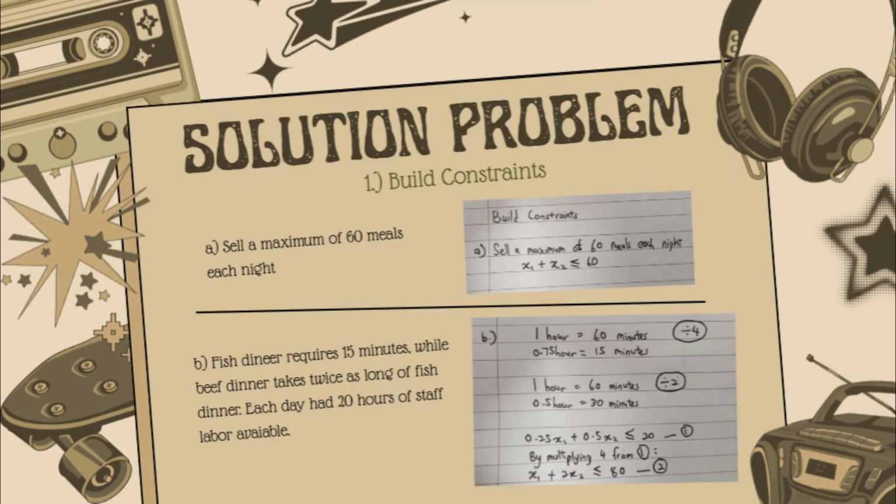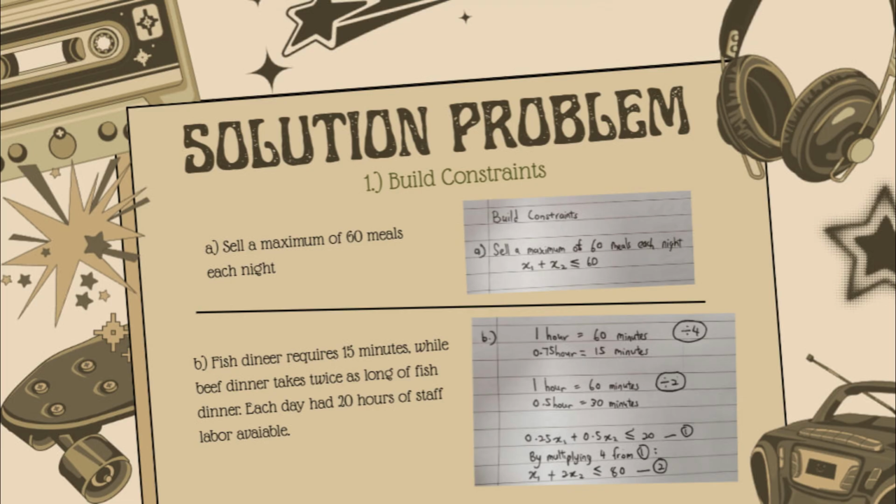Let's define the variables for our problem. Let x1 be the number of fish dinners, and let x2 be the number of beef dinners. Our goal is to find values for x1 and x2 that satisfy all of the following constraints.